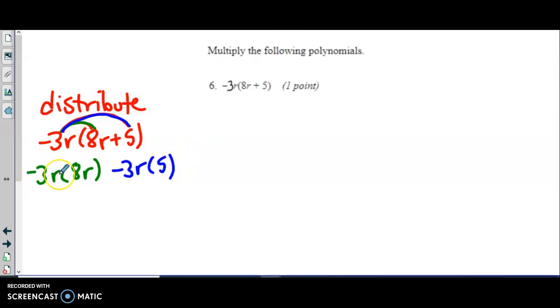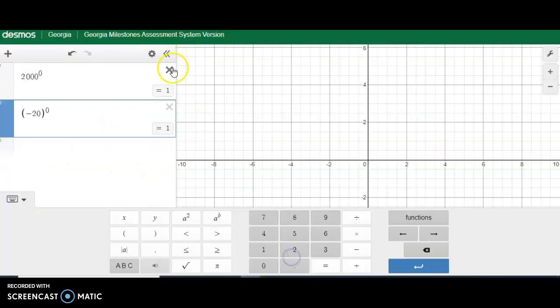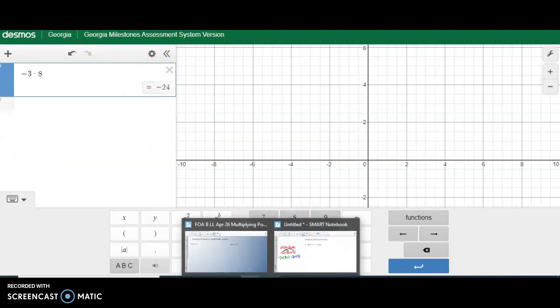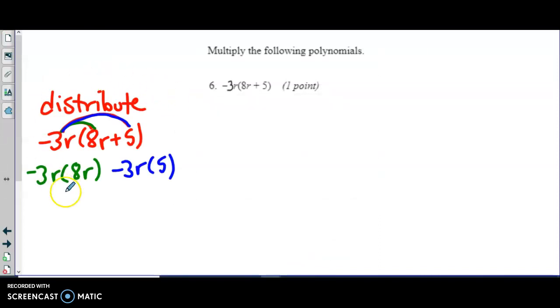So if you do negative 3 times 8 and you're like, oh, I can't remember, is that positive, negative 24? What is that? You can come over here and you can do negative 3 times 8. That's negative 24. But then you have to remember that since you have r times r, there's 2 of them, so that's really r squared.